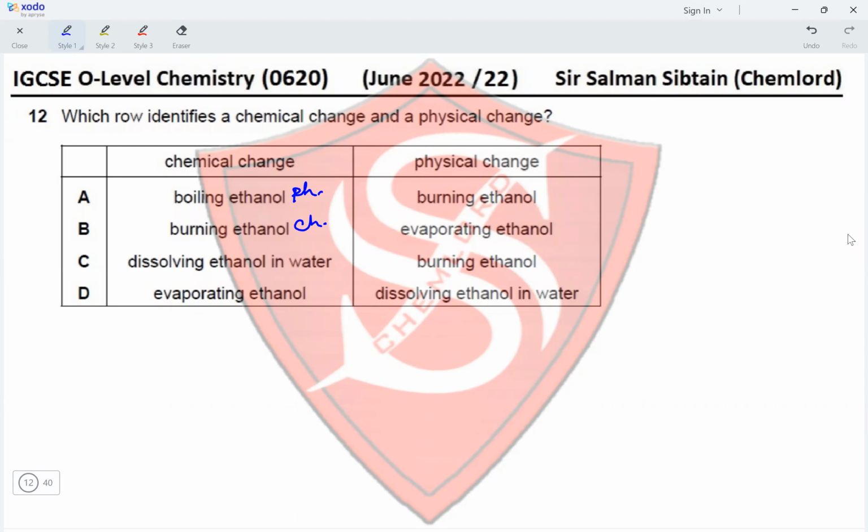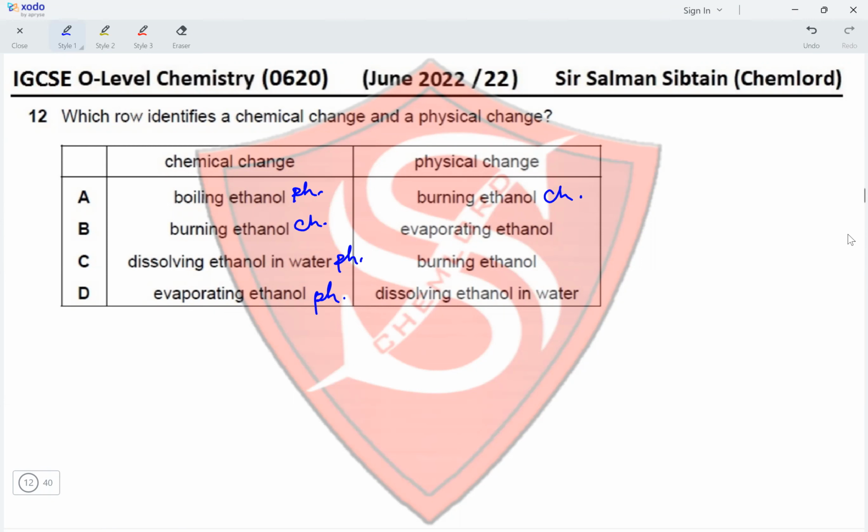Dissolving ethanol in water is ethanol basically forming an aqueous solution of ethanol. So this is a physical change. They can be separated using distillation or fractional distillation. Evaporating ethanol. Evaporating ethanol is again changing its state from liquid to gas, which is a physical change, not a chemical change.